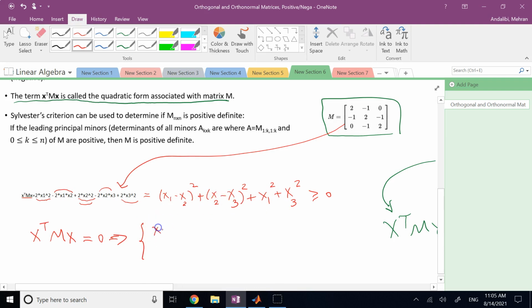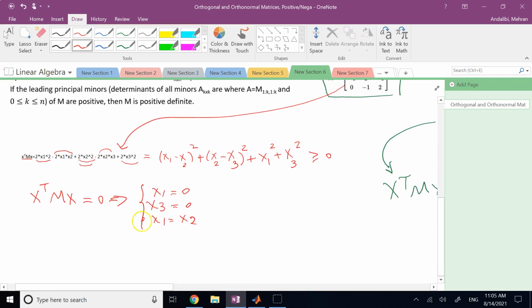So it means x1 has to be 0, it means x3 has to be 0, and it means x1 should be equal to x2, and then x2 be equal to x3. Correct? Each and every one of the quadratics has to be 0. And clearly, since x1 and x3 are 0, that also means x2 has to be 0. So you see, the only solution is the whole vector x has to be vector 0. That means this matrix is what? Positive definite, not semi-definite.